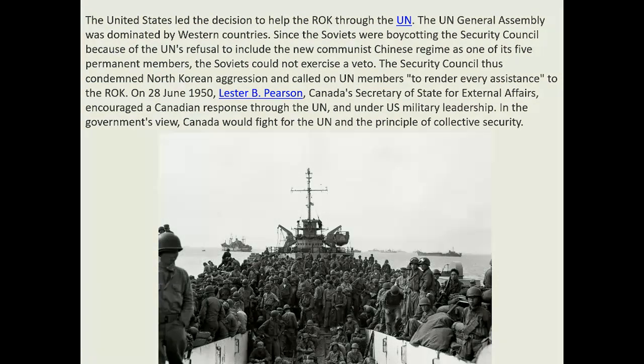On the 28th of June 1950, Lester B. Pearson, Canada's Secretary of State for External Affairs, encouraged a Canadian response through the UN and under US military leadership. In the government's view, Canada would fight for the UN and the principle of collective security.